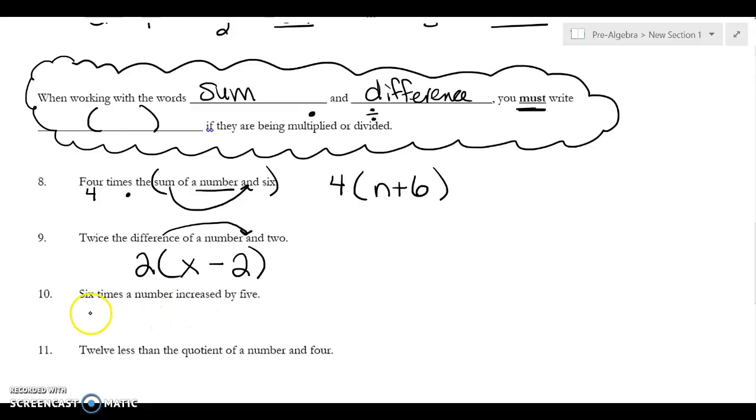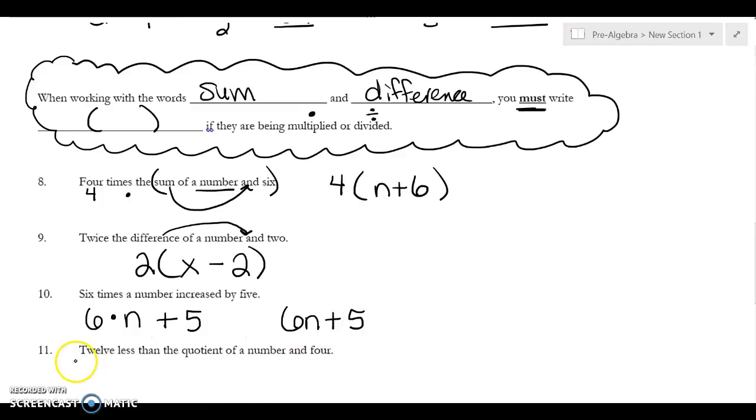All right, for number 10, it says 6 times a number increased by 5. So this one looks different because it doesn't have the word sum or difference, so you don't do parentheses. So it's really just 6n plus 5.